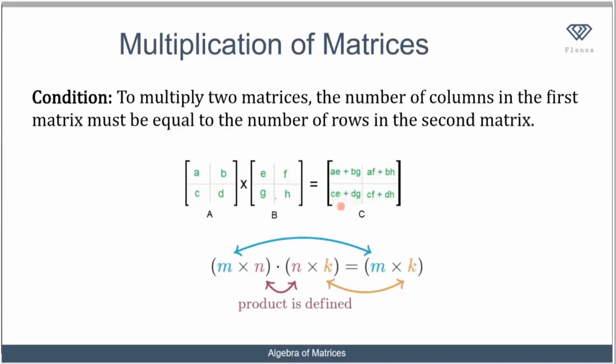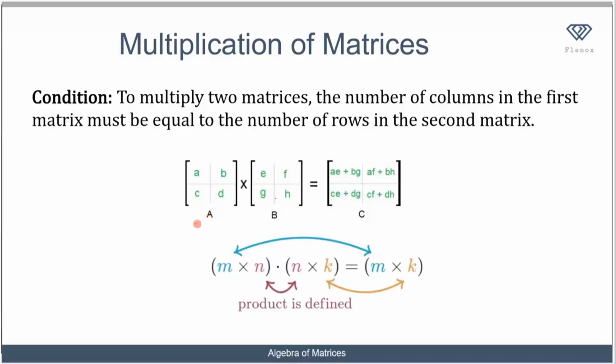So what will be the dimension of the resulting matrix when you multiply 2 matrices together? Let's assume you have a matrix of dimension m times n multiplied by another matrix of dimension n times k. The resulting dimensions will be what? M by k, where m represents the number of rows in the first matrix, and k represents the number of columns in the second matrix.